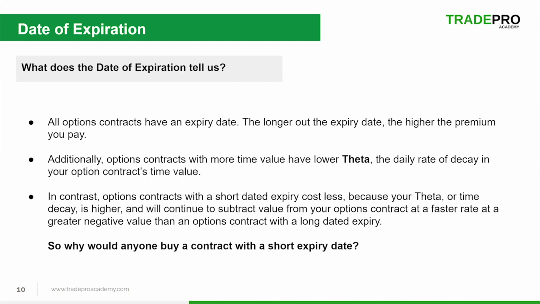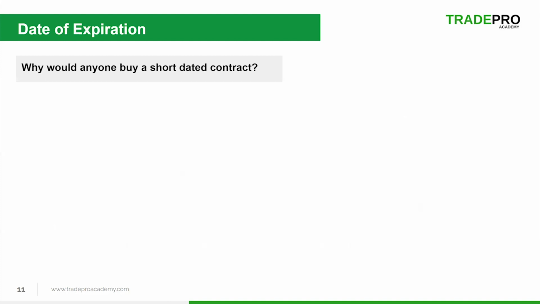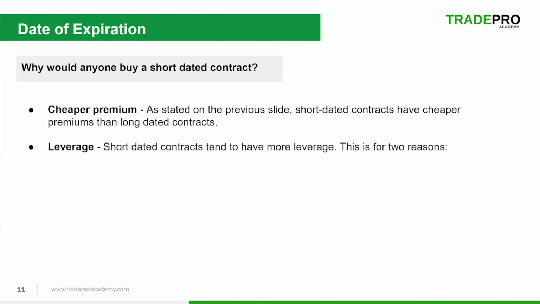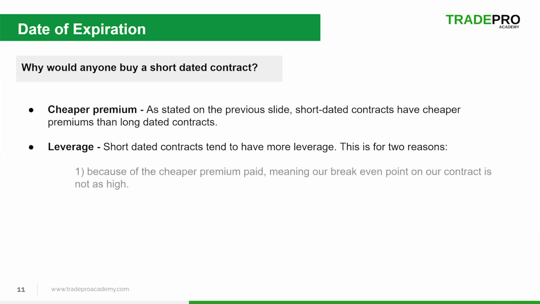So with that being said, why would anyone buy a contract with a short expiry date? Well, there's cheaper premium. As stated on the previous slide, short dated contracts have cheaper premiums than long dated contracts. There's more leverage. Short dated contracts tend to have more leverage, and this is for two reasons. Because of the cheaper premium paid, meaning our break-even point on our contract is not as high.